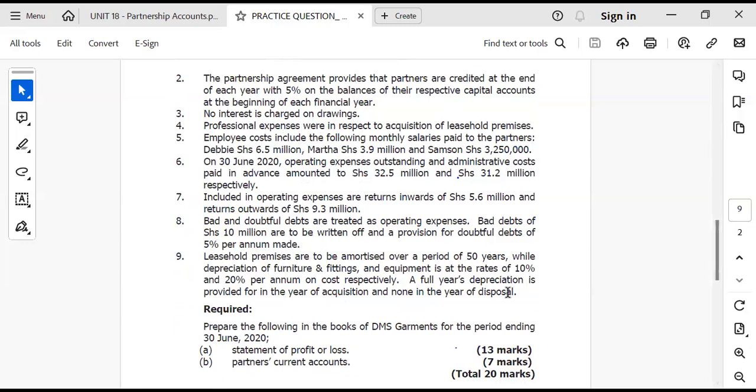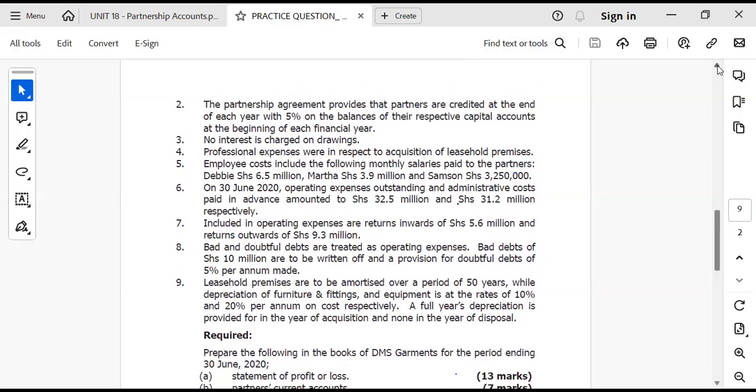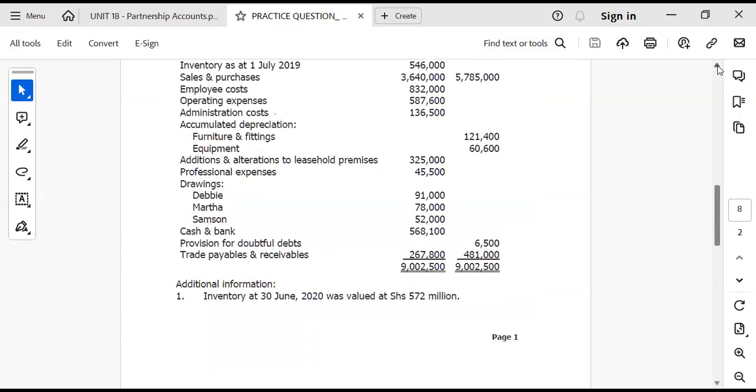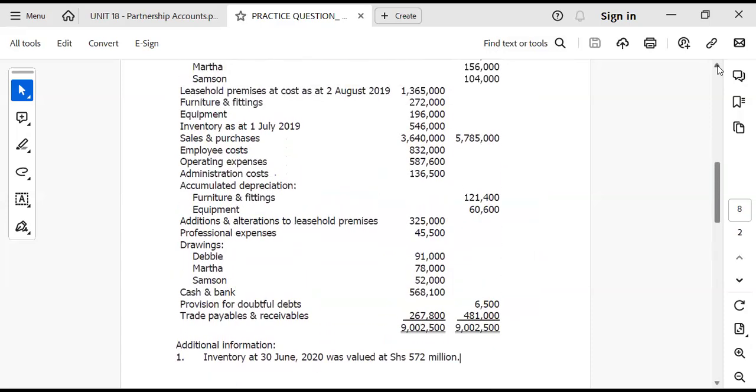Just like how we got a total cost of a non-current asset, it's the same principle that we use for non-current assets that are intangible. We need to find the total cost of the asset and then we are going to depreciate it. So how much is the total cost of the asset? In the notes they told us that professional expenses were in respect to acquisition of leasehold premises. That means that for us to get that lease, we paid some lawyers, and remember the legal charges and all those things, we add them back to the initial cost of the asset for us to be able to get the total cost of the asset.